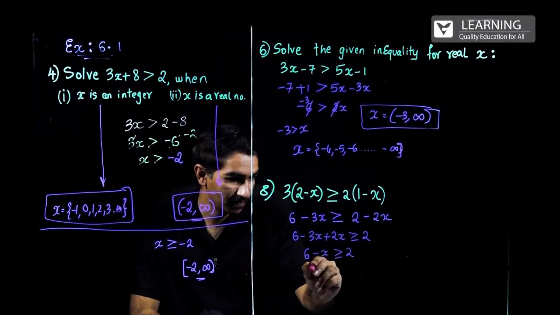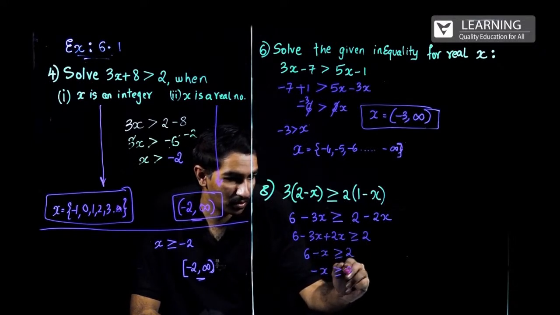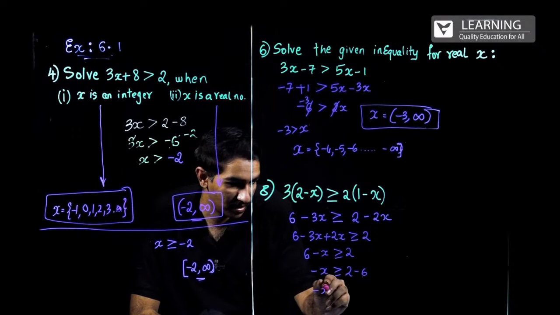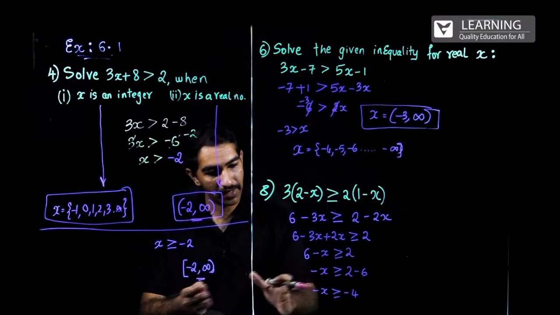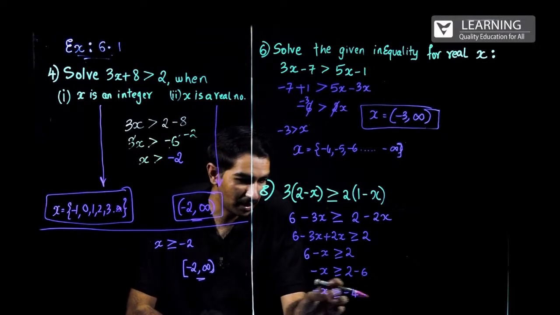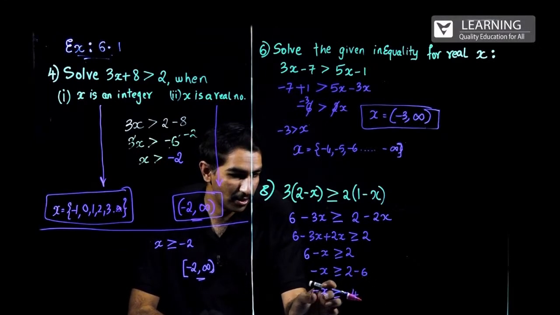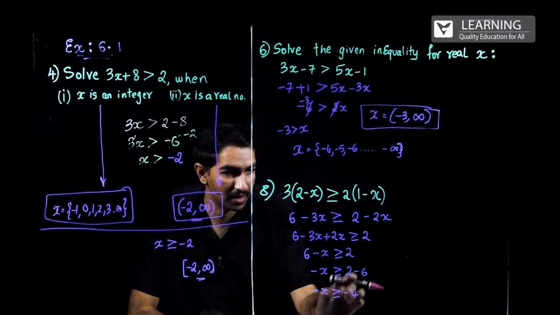Send 6 to that side. So -x ≥ 2 - 6. So -x ≥ -4. Now if you observe the left hand side and the right hand side of the inequality, we have minus signs. Correct? On this side also we have a minus sign, on this side also we have a minus sign.